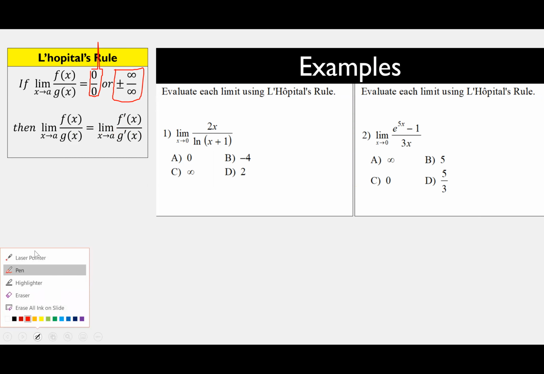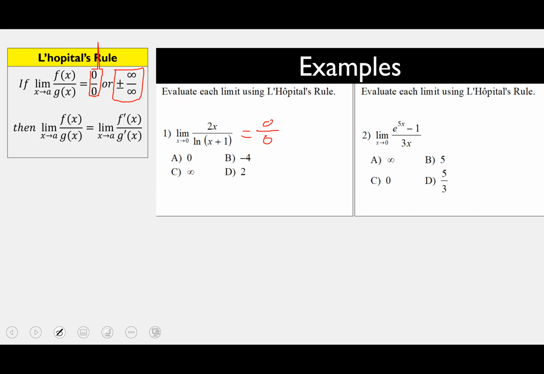So for example, for this one over here, if I plug in 0 right now, I'll get 2 times 0 over the natural log of 1, which is also 0. So I could say that this equals 0 over 0. With L'Hospital's rule, for number 1, what happens if I derive the top and the bottom?